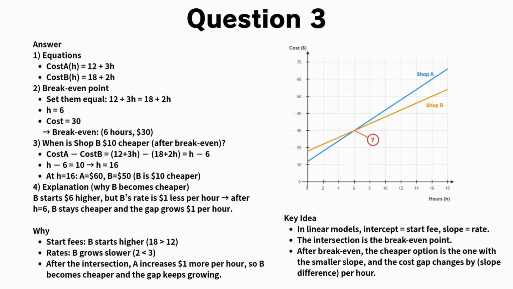Plug back in. Cost A of 6 equals 12 plus 3 times 6, which equals 30, and cost B of 6 equals 18 plus 2 times 6, which equals 30, so the break-even point is 6 hours, $30.